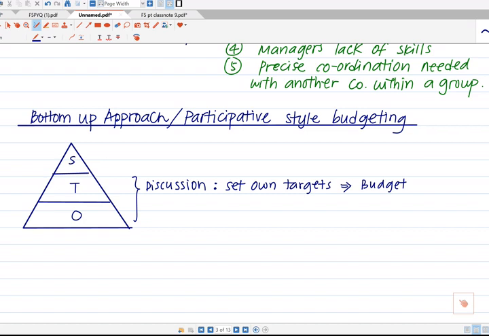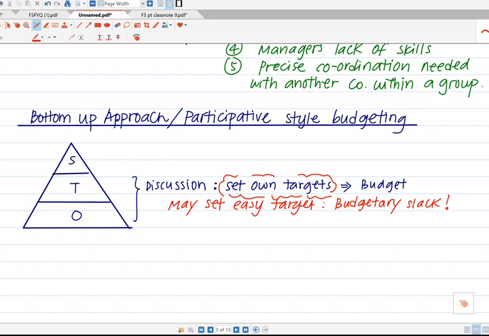So, when you set your own targets, will you put yourself into easy or difficult targets? Then you may set easy targets, which budgetary slack may arise, and it causes budgetary slack for the business. However, what is the good thing about this? You set your own target, that means they will have a motivation.